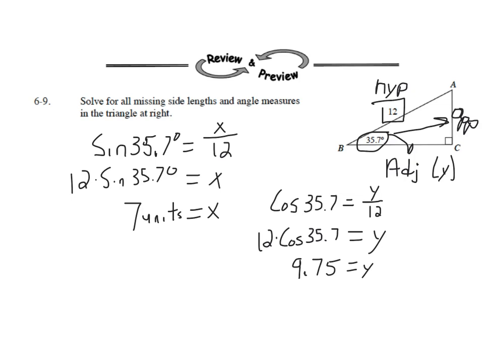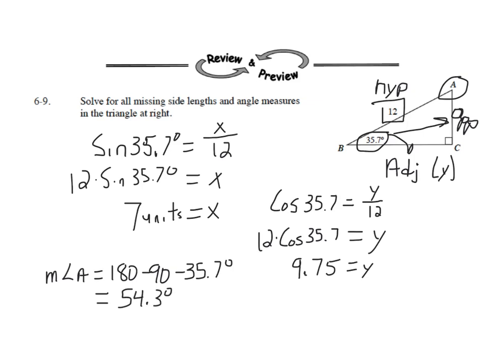Now the last thing I have to do is find angle A. So the measure of angle A equals 180 minus the 90 degrees minus 35.7 degrees, which comes out to be 54.3 degrees. And we have found all sides and angles in triangle ABC.